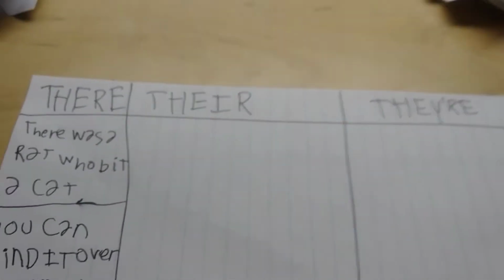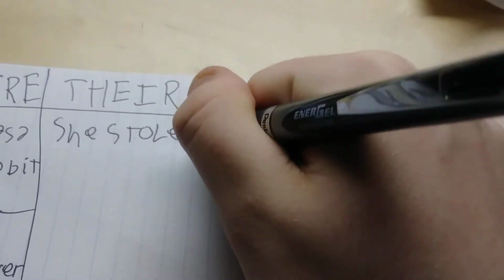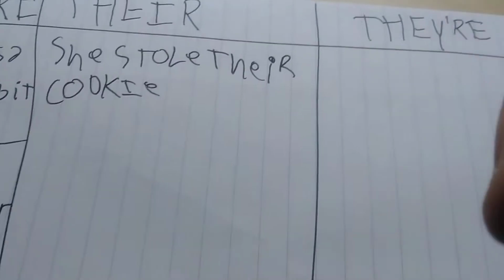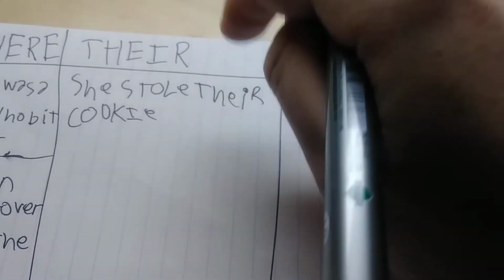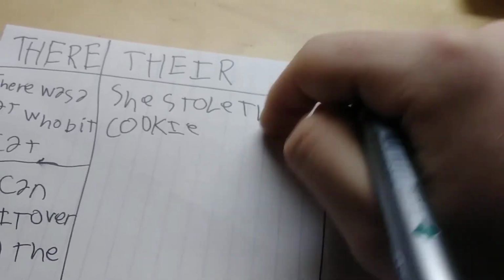Now let's move on to there. There implies the existence of a group of people. There also implies the existence of a group of people, but in a different type of way. There specializes it like this. She stole their cookie. There implies the existence of a group of people, as in she, whoever they are, stole the group of persons' cookie. She, whoever they are, stole the group of people's cookie. That's what there implies.